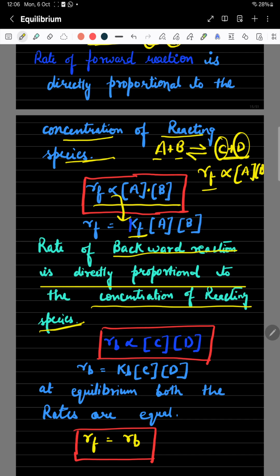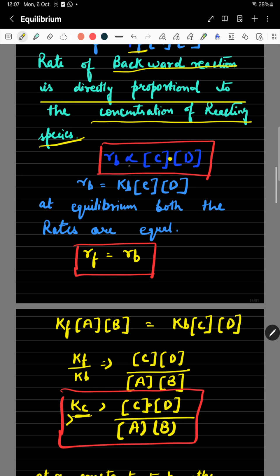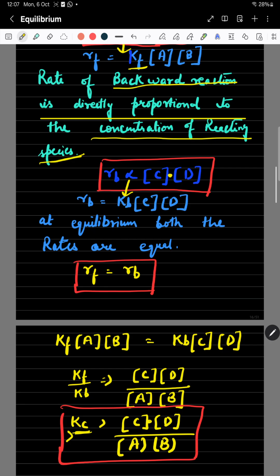For the backward reaction to take place, C and D are reacting and producing A and B. So for the backward reaction, what will be your reactants? The C and D will be your reactants, can we say? So the rate of the backward reaction is directly proportional to the product of the concentrations of these species C and D, which are involved in the chemical reaction. Once you remove this proportional sign, you will get a proportionality constant, that is Kb. So Rb equals Kb[C][D].